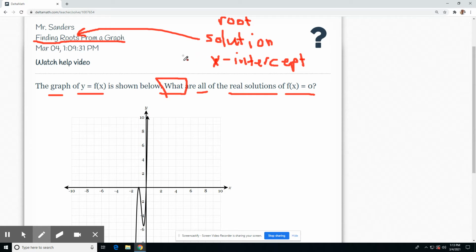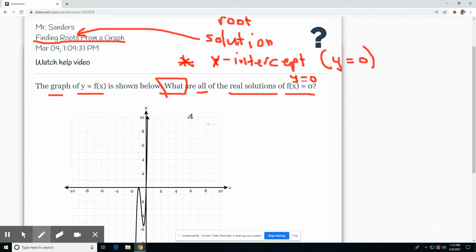Now, the easiest one to me is the x-intercept idea. What does that mean? I always like to tell my students that whenever you hear x-intercept, the first thing you should think of is that y is equal to 0. That's how it intercepts the x-axis, wherever y is equal to 0. And notice that's what we have here. It says f of x is equal to 0, and remember that f of x is the same thing as y. So they're asking, where does y equal 0? And they call that the real solutions.